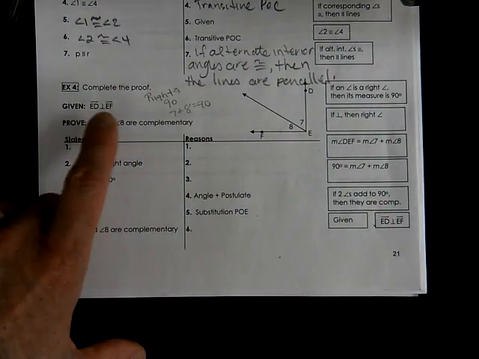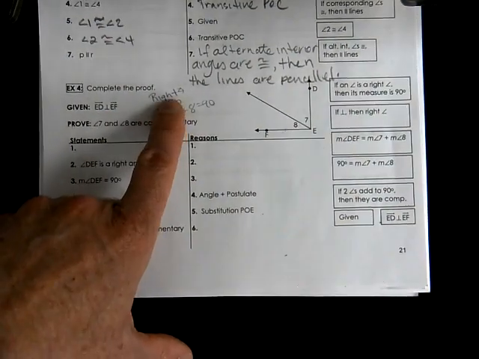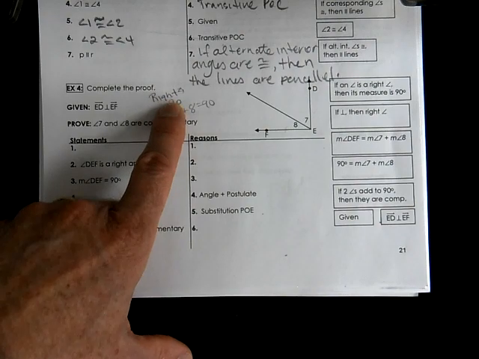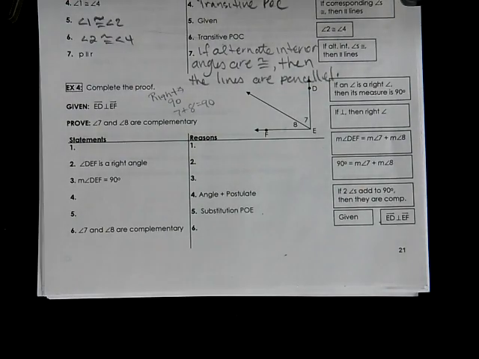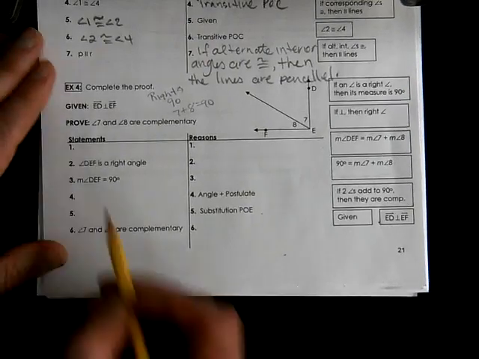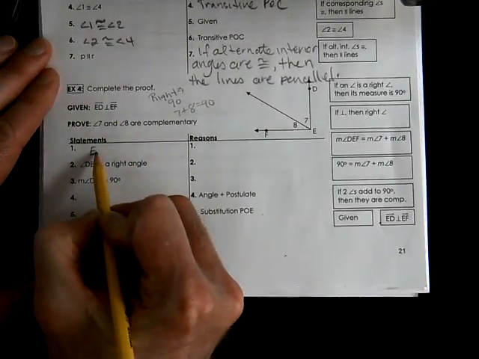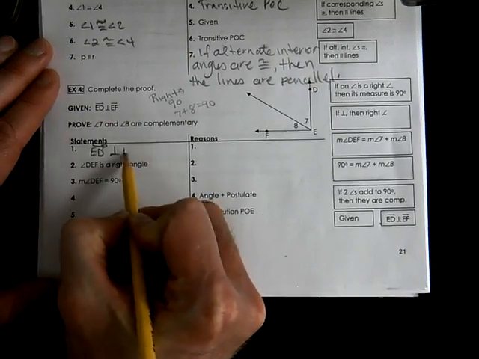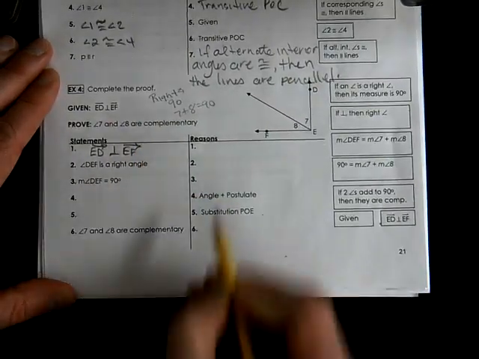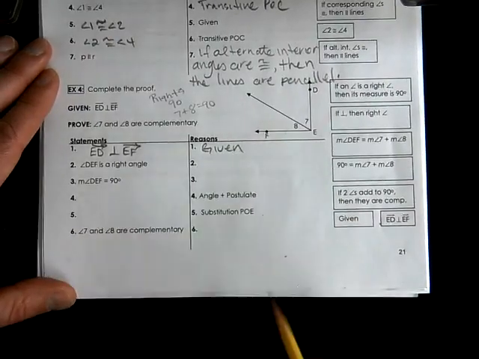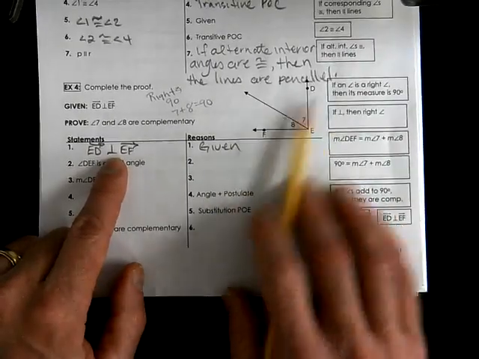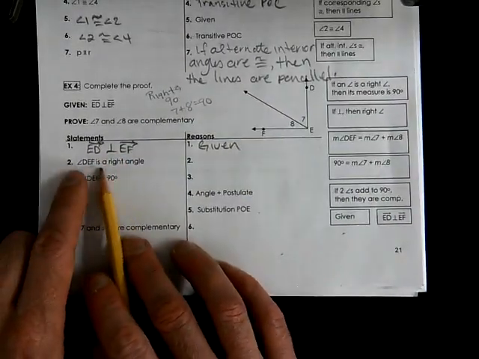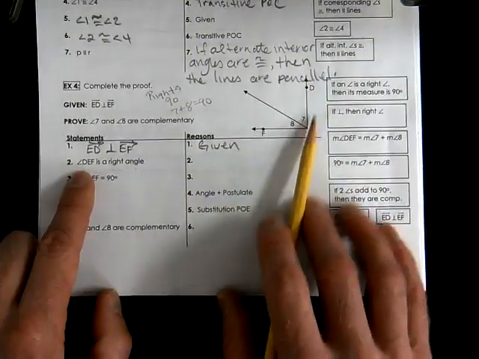It was pretty straightforward. Perpendicular makes right angles. Right angles means 90 degrees. 90 degrees is complementary. Two angles that add up to 90 degrees. So we would always start with our given, and there's only one bit of given information here. So that's our perpendicular. We know the two sides are perpendicular. Oh, look at that. We have a right angle, DEF.